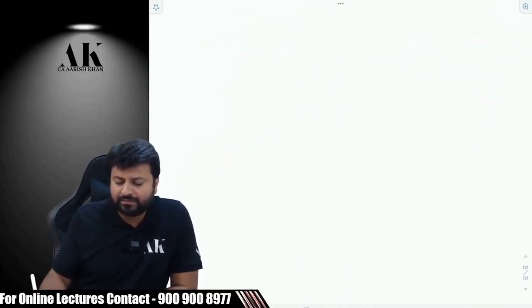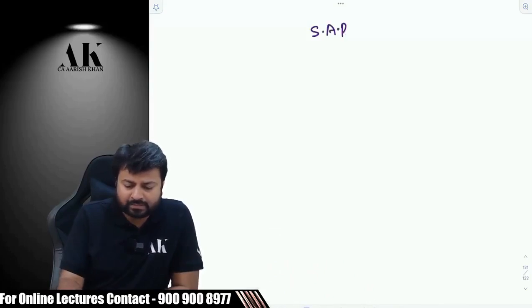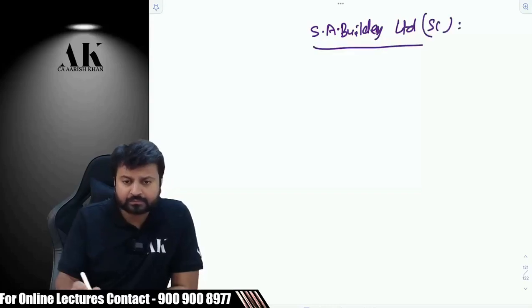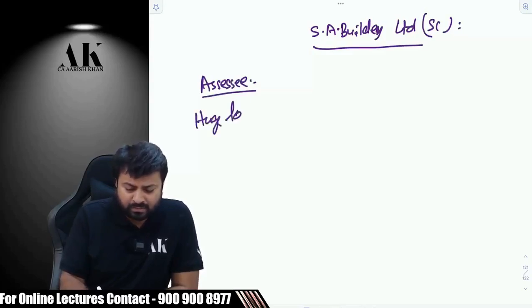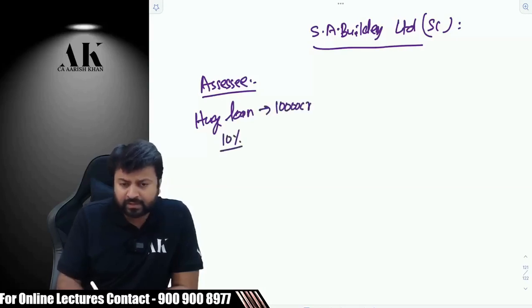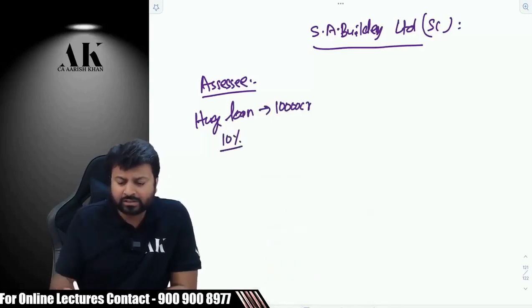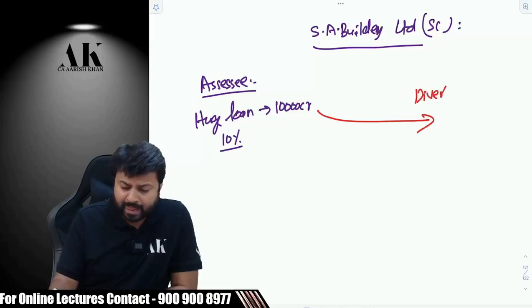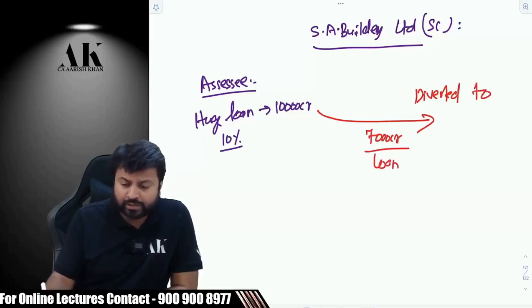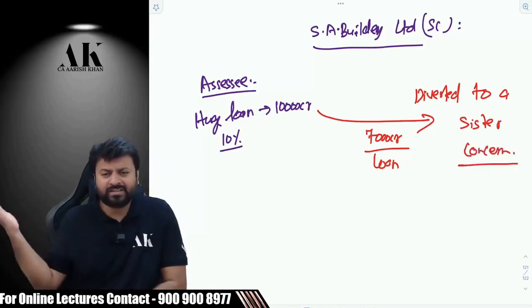Now pay attention. Further things which I would like to ask. There was one assessee by the name of SA Builders Limited, a Supreme Court judgment. This assessee took a huge amount of loan, say for example 10,000 crores, at say 10% rate of interest. Later on, some portion of that loan, say 7,000 crore, was diverted to a sister concern, meaning its subsidiary, etc. It was diverted.